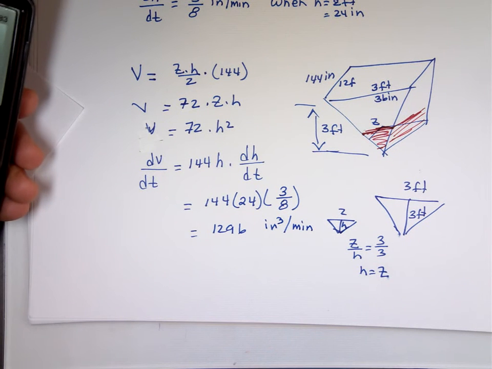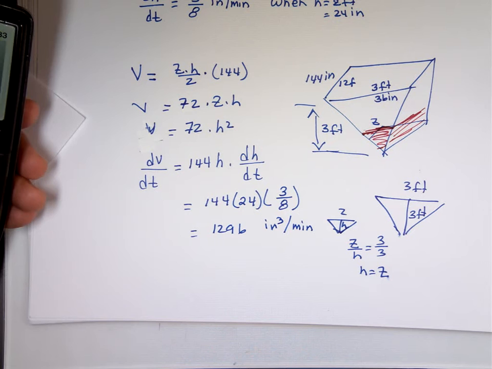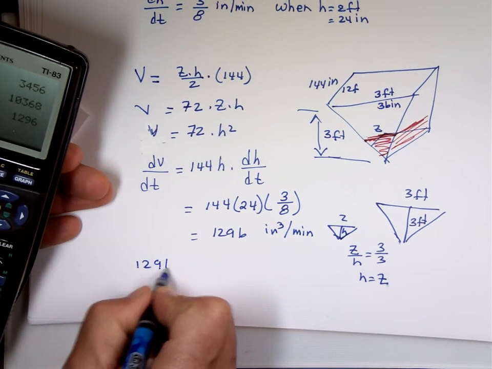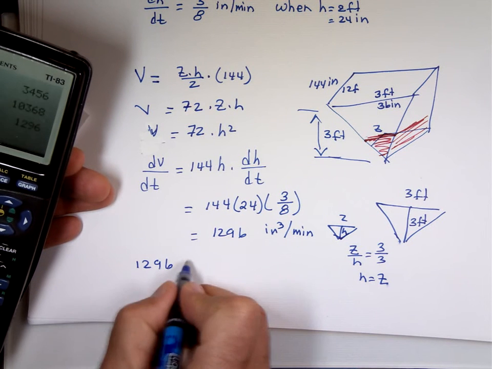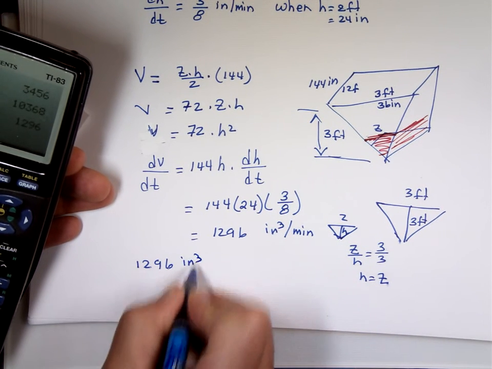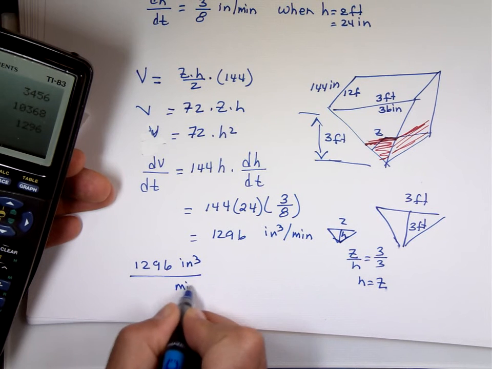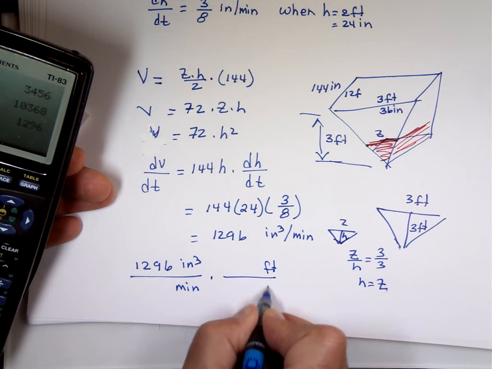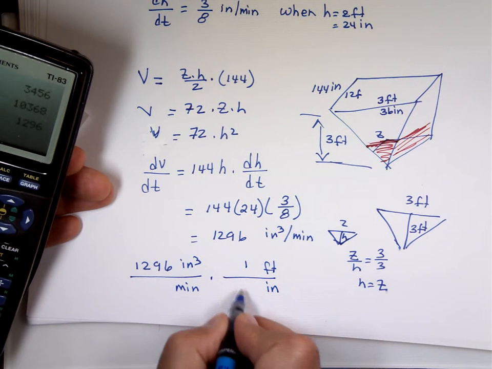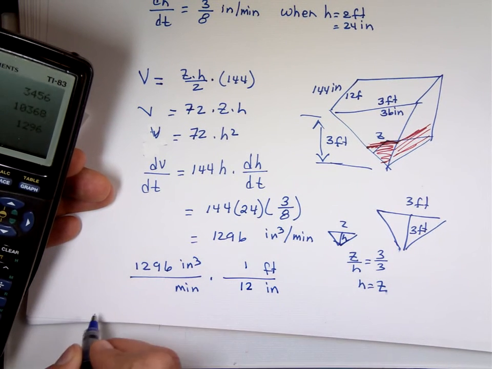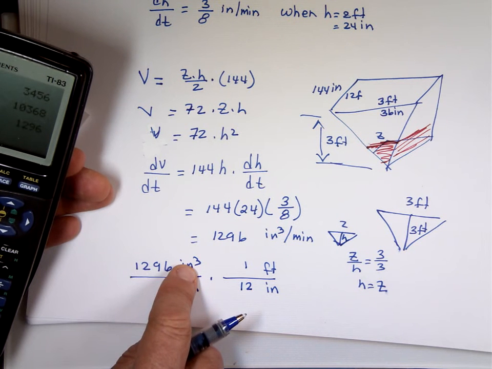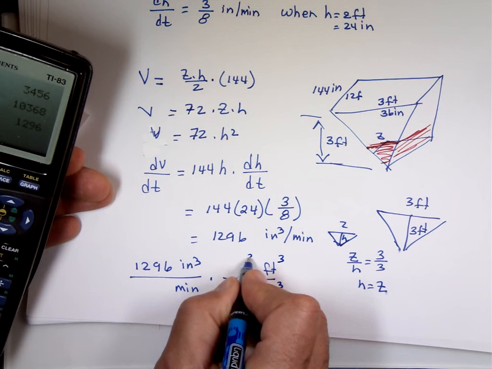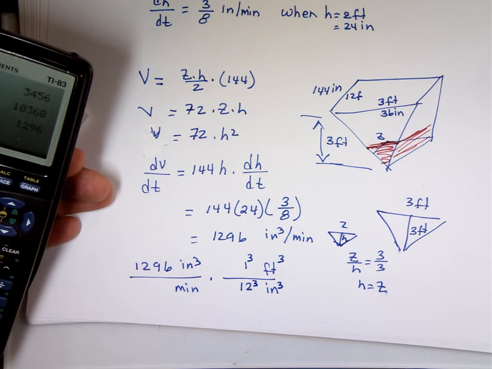Oh, they want cubic feet. No big deal. Convert. Is it cubic feet a minute? Per minute, yep. Okay, so this is cubic inches per minute. So I need to convert the inches cubed to feet cubed. 1 foot has how many inches? 12. But that's a cube. That means you have to cube this, this, this, 3 of them.